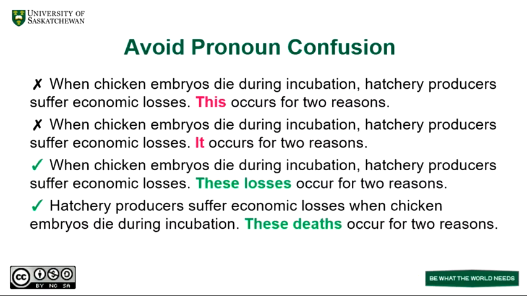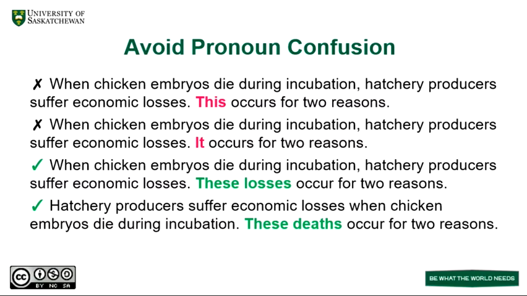All right, so the issue that emerges is that in the first two examples, there's ambiguity. We don't know if we are referring to the death of those chicken embryos or the economic losses. As a result of this ambiguity, it can lead to some misinterpretation or confusion for the readers. And that's something that we always want to avoid when communicating with our audience.